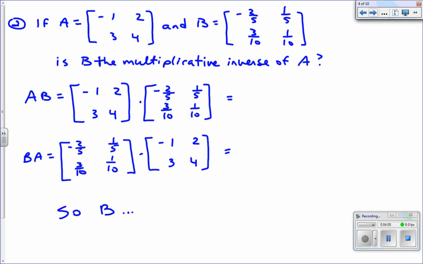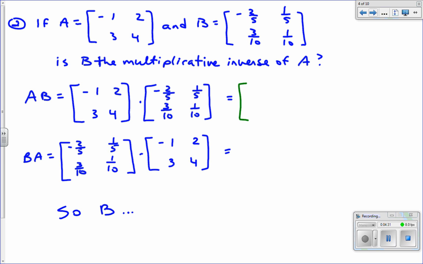So let's do some checking here. I've got two 2 by 2 matrices here, A and B. And I want to check if B is the inverse of A. So the way I can do that is just to multiply them together and see if I get the identity matrix. And in this case, it'll be a 2 by 2 identity matrix. So again, press pause if you feel comfortable to do that and test the multiplication yourself.